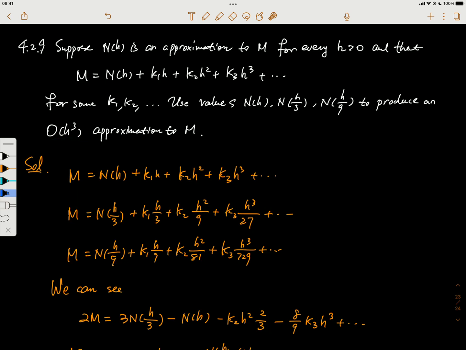This is just a variation of the Richardson method we derived in class. Instead of having h, h/2, and h/4, we're going to use 3 and 9 instead. So the idea will be the same as before. What you need to do is look at these expansions. This is what we're given here. Now if you use a third of h instead of h, then you're going to get this. Remember that all the h are replaced by h/3, so that's why I have these terms right here. Similarly, if you do h/9, you're going to have this.